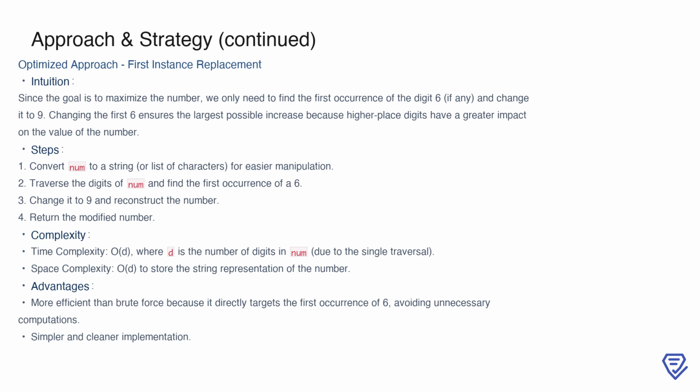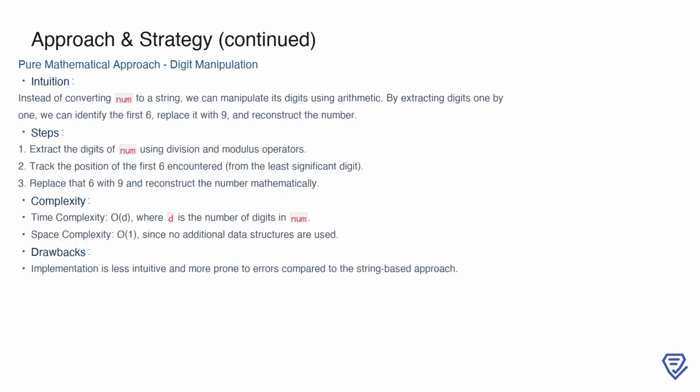This approach is much more efficient than brute force because it targets the change that has the most significant impact on the result. The time complexity remains O(D), as we still traverse the digits, but we avoid unnecessary computations. The space complexity is also O(D), due to the string representation of the number. This method is not only faster but also simpler to implement, making it a clear improvement over the brute force approach. Additionally, there's an alternative mathematical approach that avoids converting the number into a string.